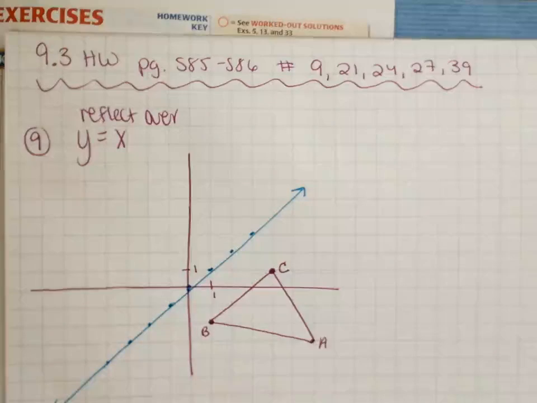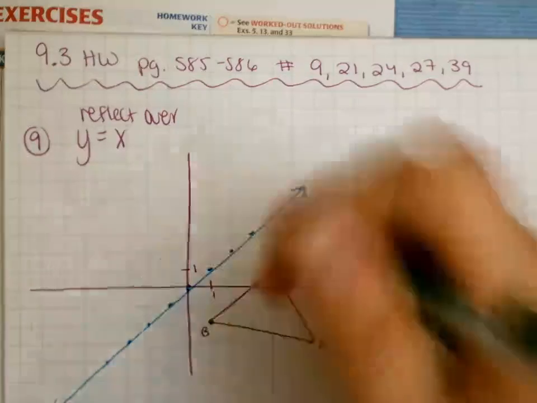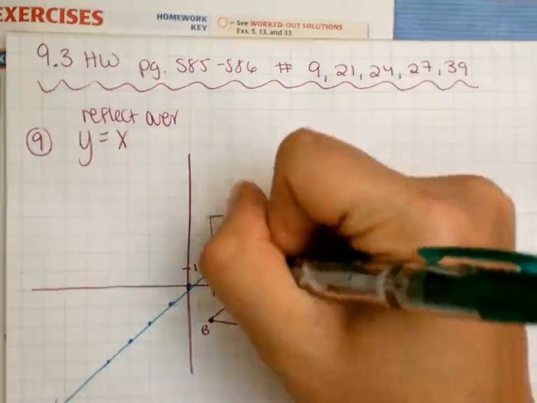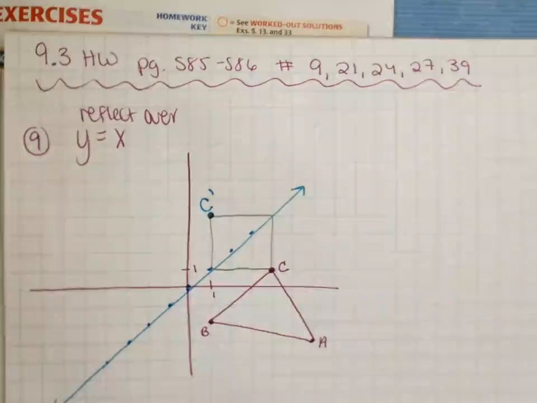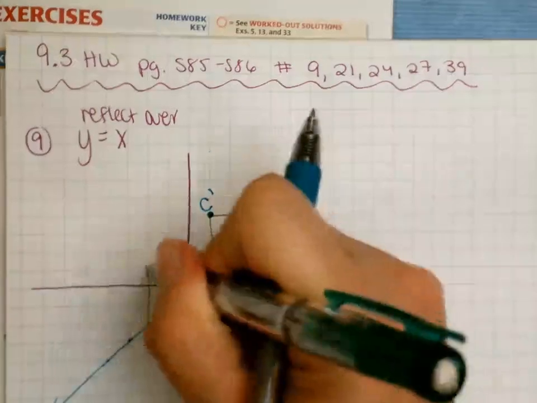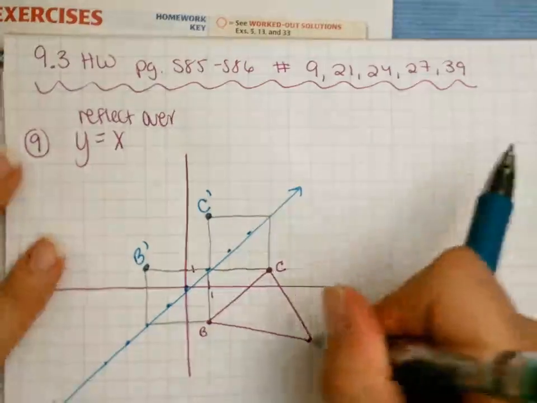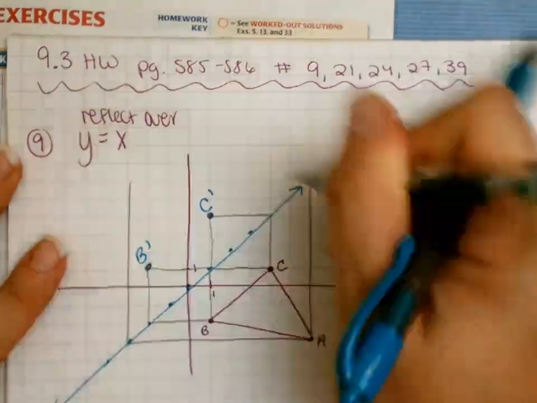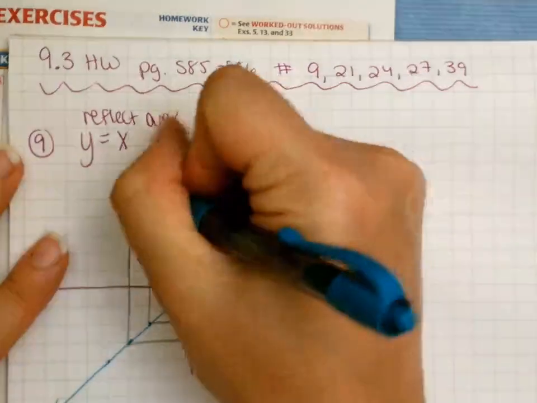When we are reflecting over a diagonal line, the easiest way to do this is to just use the square method or the box method. So we go vertically and horizontally to the line and turn it into a square, and that tells us where our C should be. So this is our C prime. And I do the same thing for my B. I turn it into a square, and that shows me where my B prime should be. Then I do the same thing for A. And my A prime should be there.